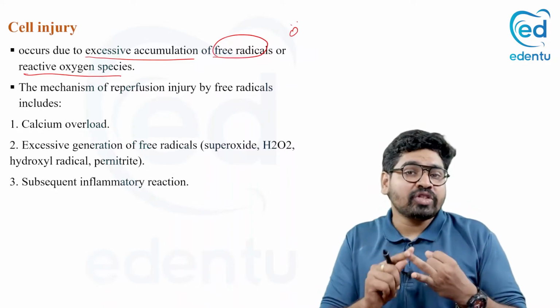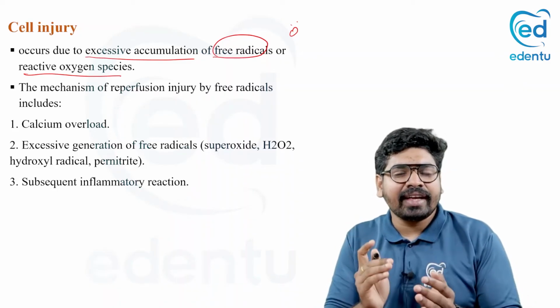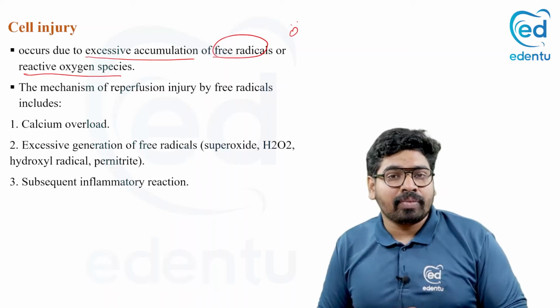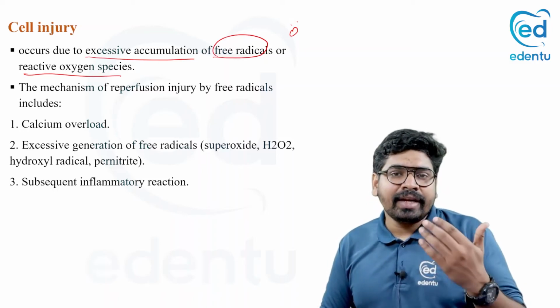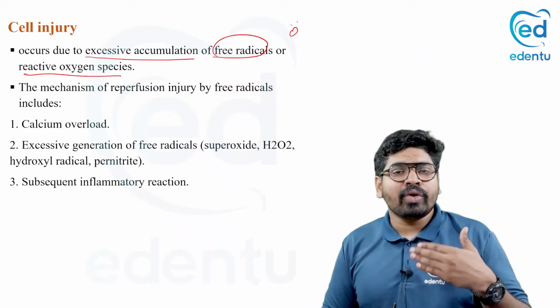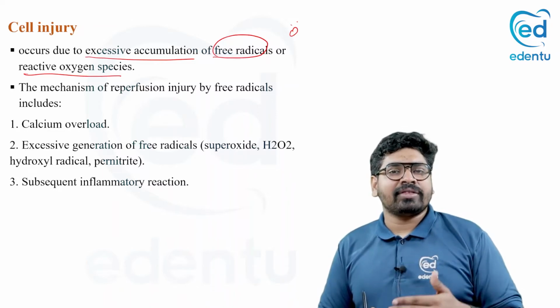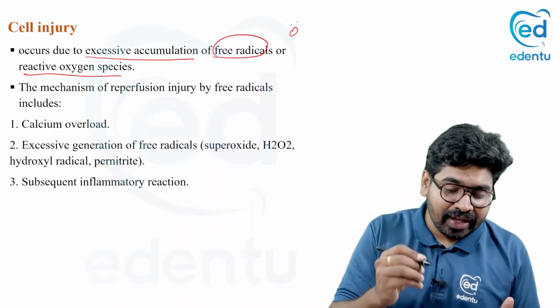It can cause damage to your DNA. It can cause lipid peroxidation. Okay, these free radicals are very harmful to our body. So our body usually removes these free radicals. But in an injured state, if you are giving more and more oxygen, more and more reperfusion, there is more and more production of these free radicals.